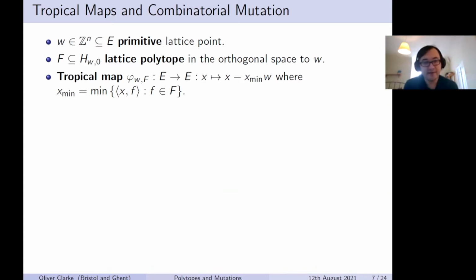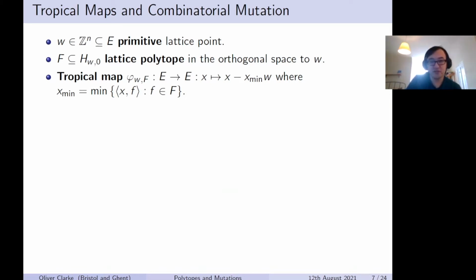With these two pieces of data, we can define a tropical map. So this is a map from the space to itself. It sends each point x to a shift of x in the direction of W, and how much you shift by depends on the lattice polytope F. So it's given by x min. And I'll go through some examples of how x min looks in a moment.